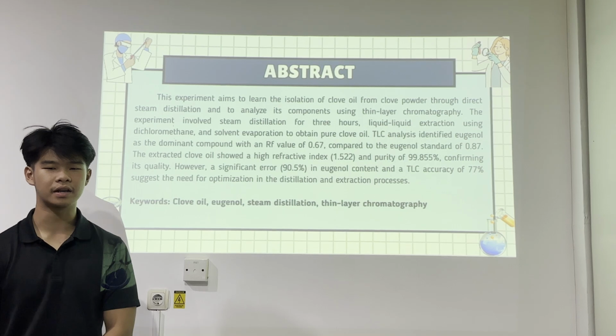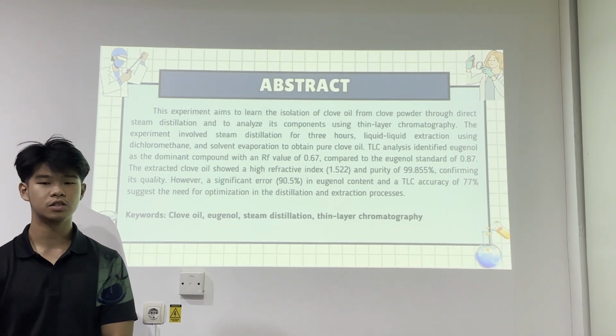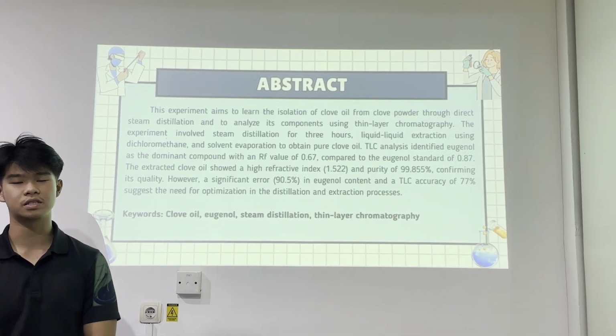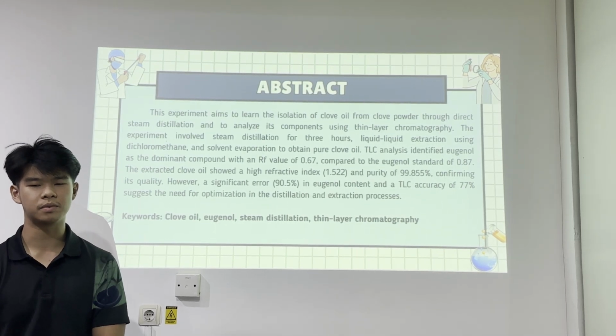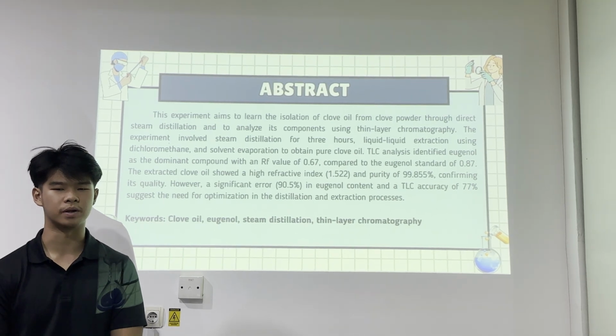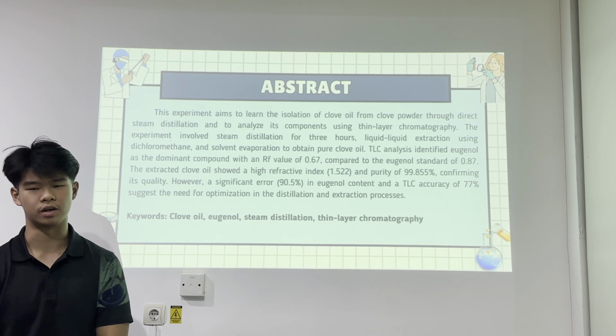The experiment aims to learn the isolation of clove oil from clove powder through direct steam distillation and to analyze its components using thin layer chromatography. The experiment involved steam distillation for 3 hours, liquid-liquid extraction using dichloromethane, and solvent evaporation to obtain pure clove oil.